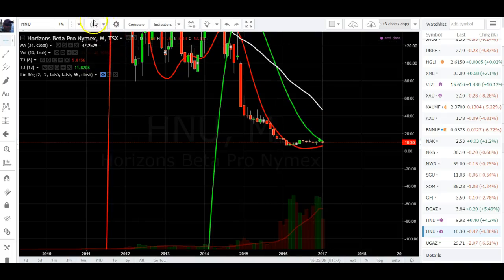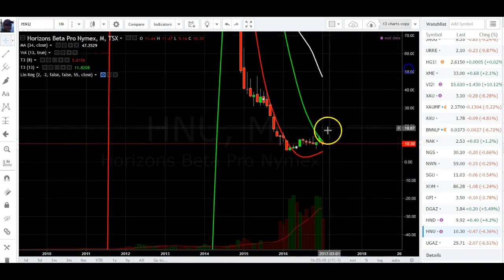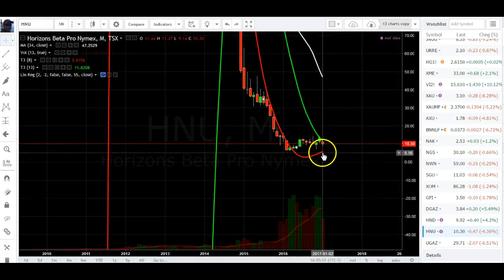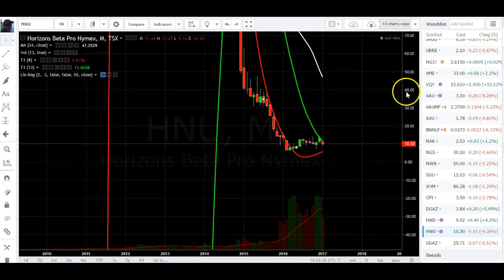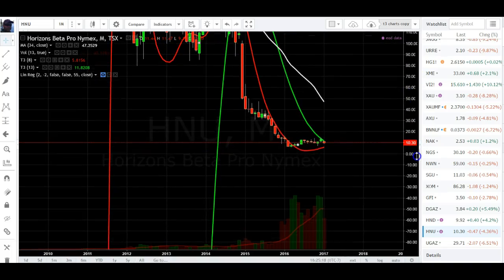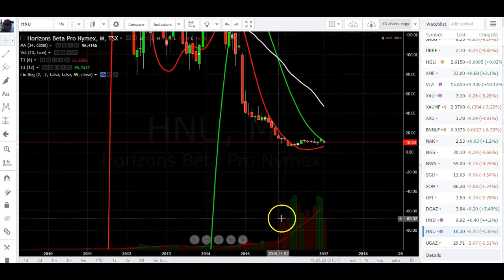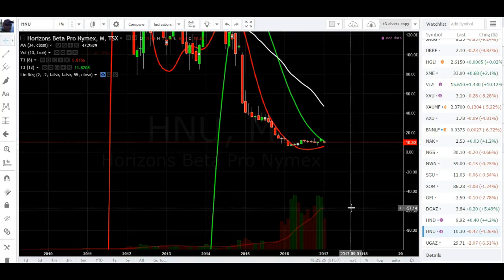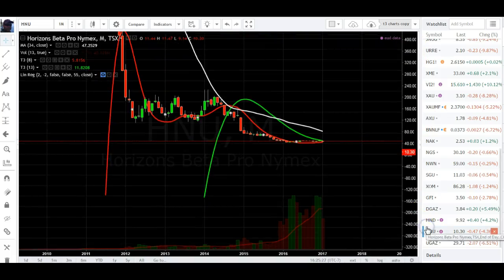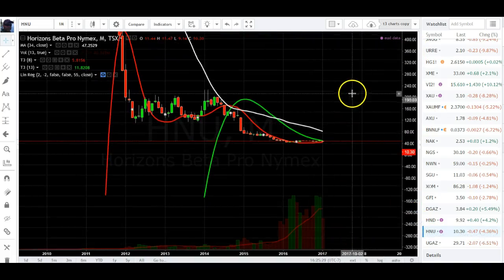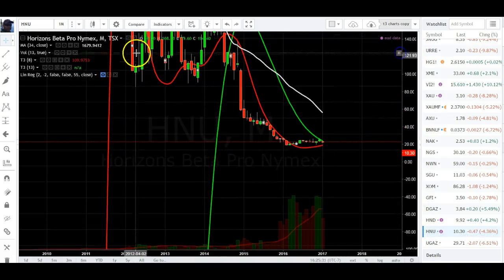But this is a monthly chart, and it could take months for that to happen. It got rejected by the 13. It might have to come all the way back into support and then make another run. Nice volume coming in. Hope that helps.